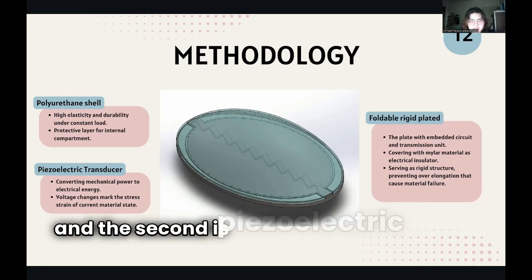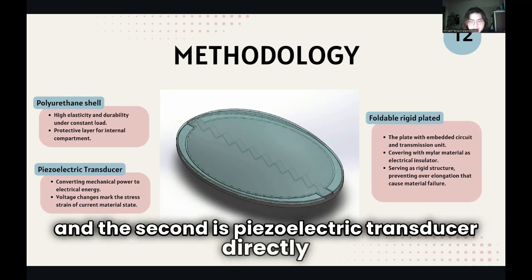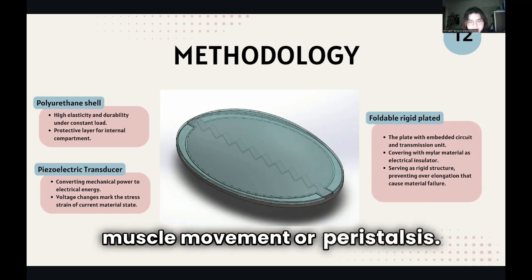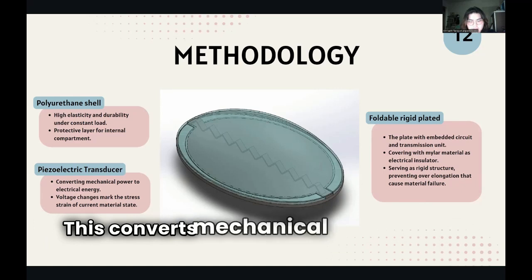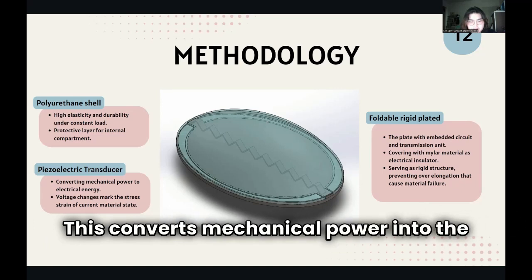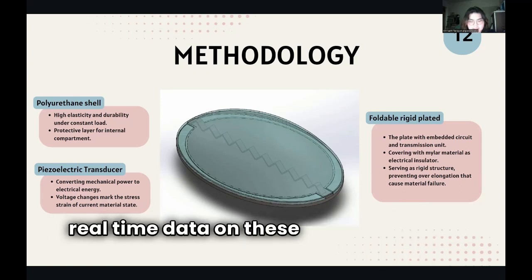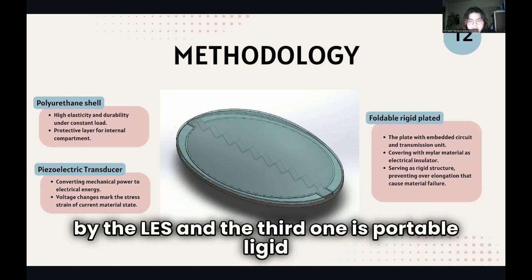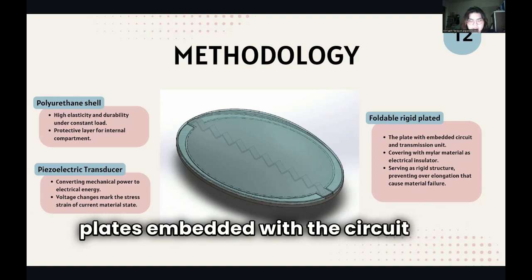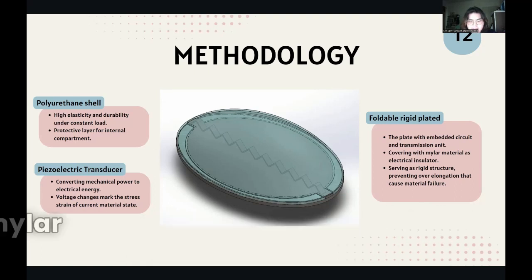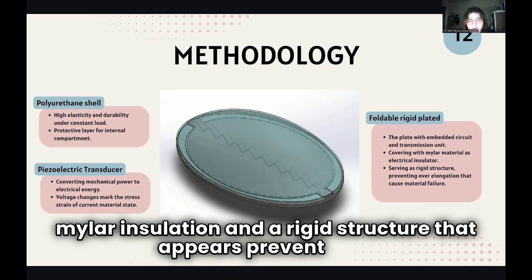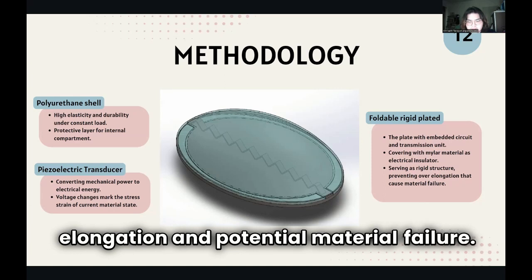And the second is the piezoelectric transducer, directly in contact with the LES wall, detecting LES muscle movement or peristalsis. This converts mechanical power into electrical energy, providing real-time data on the state and strain experienced by the LES. And the third one is a rigid plate embedded with the circuit and transmission unit, offering insulation and a rigid structure that helps prevent over-elongation and potential material failure.